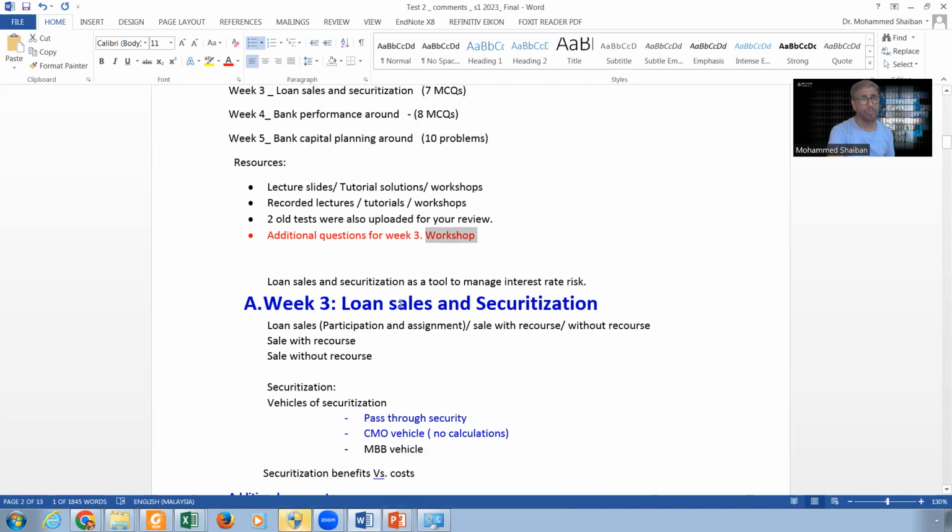Now, let me start with loan sales and securitization. In loan sales and securitization, we talked about the loan sales, and we actually focused on sales with recourse and sales without recourse. And I think the tutorial explained some of the issues, which is very important, which means when we can sell with recourse and when we sell without recourse.